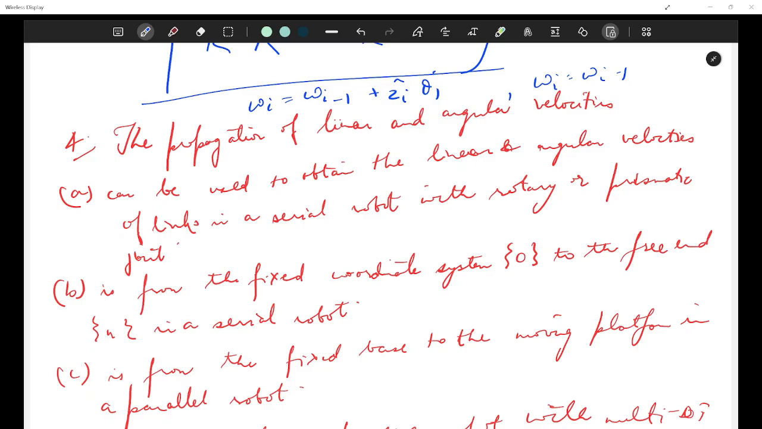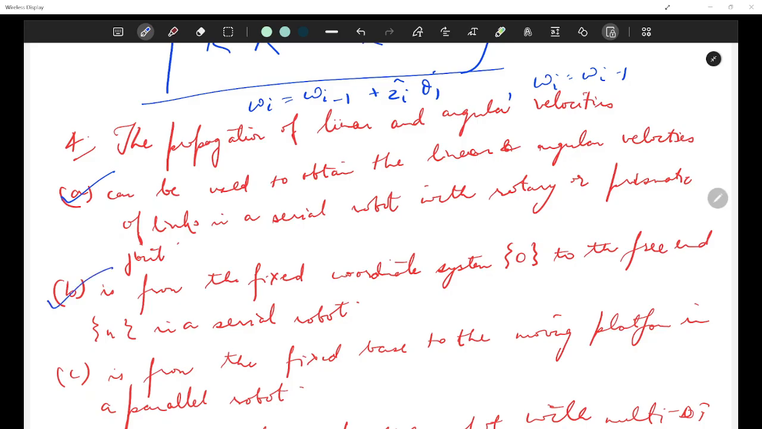Okay. So if we look at the first option, it can be used to obtain linear and angular velocities of the links in a serial robot with a rotary or prismatic joint. This is exactly what the propagation equations do, right? We derived these equations specifically for R and P joints, and the statement is true. It is from the fixed coordinate system 0 to the end link n of the serial robot. Velocity propagation starts from omega 0 equal to 0 and v0 equal to 0, and then recursively we find omega 1, v1, omega 2, v2, up to omega n, vn. So propagation goes forward from base to tip, and this option is absolutely true.